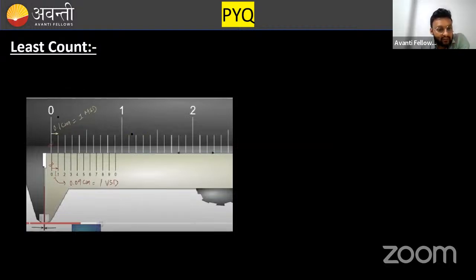Generally, they will give you the main scale division value. Most generally, I'm saying not every time, it is your normal meter scale, the one that you have in your rooms or classes. Generally, I will say the main scale division is 0.1 centimeter. Generally, it measures 0.1 centimeter.